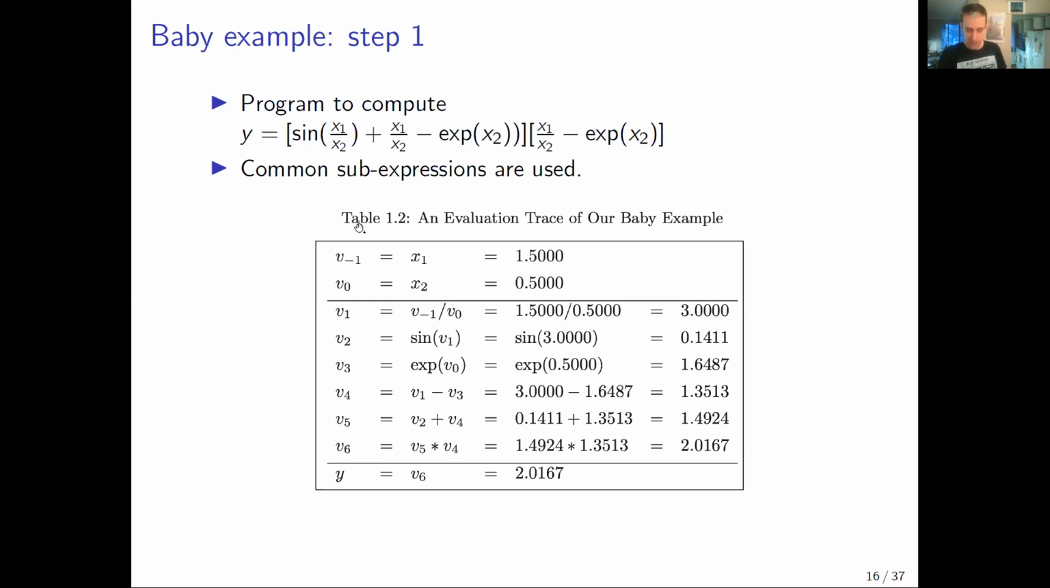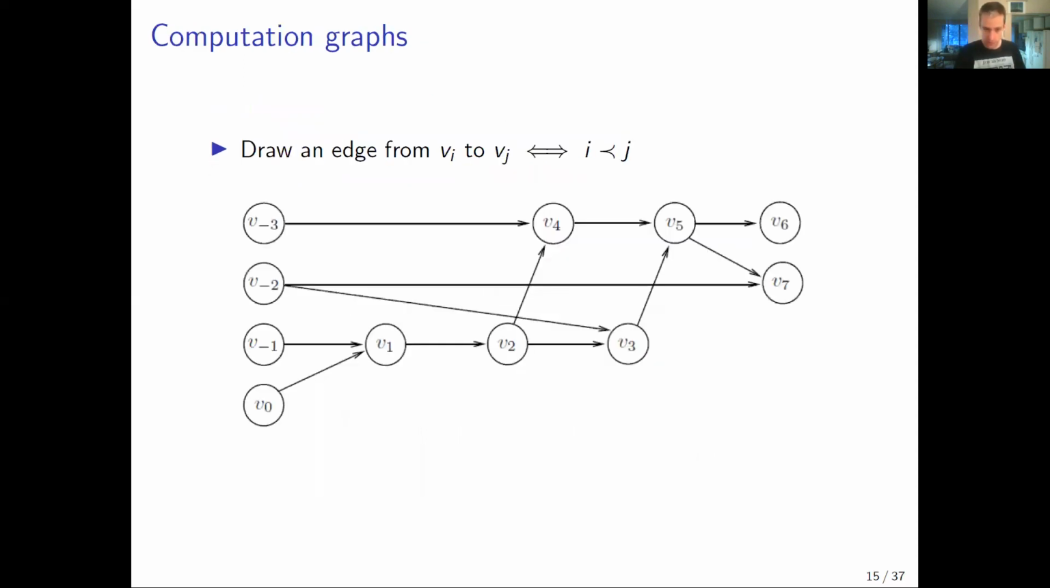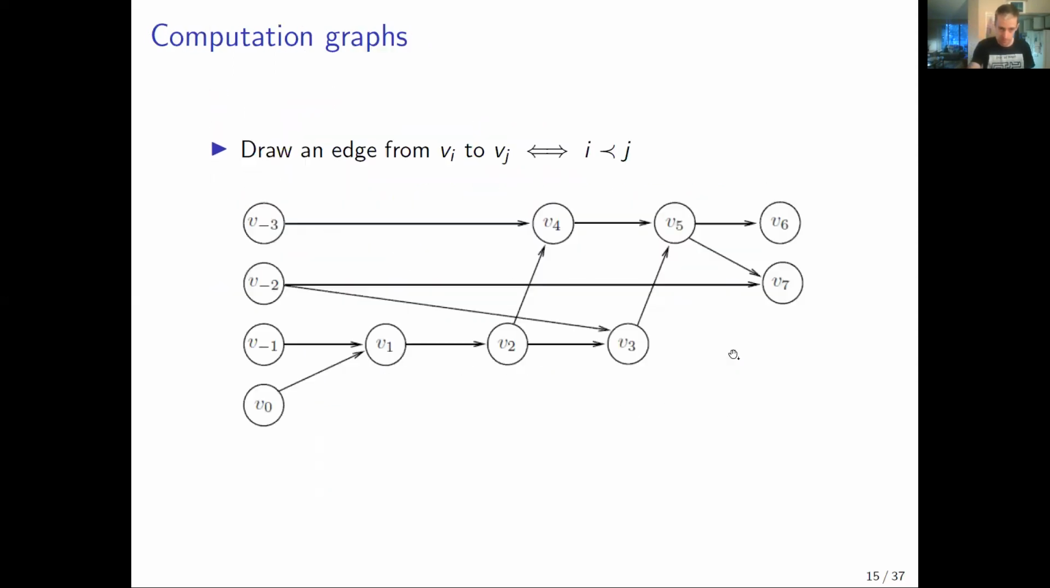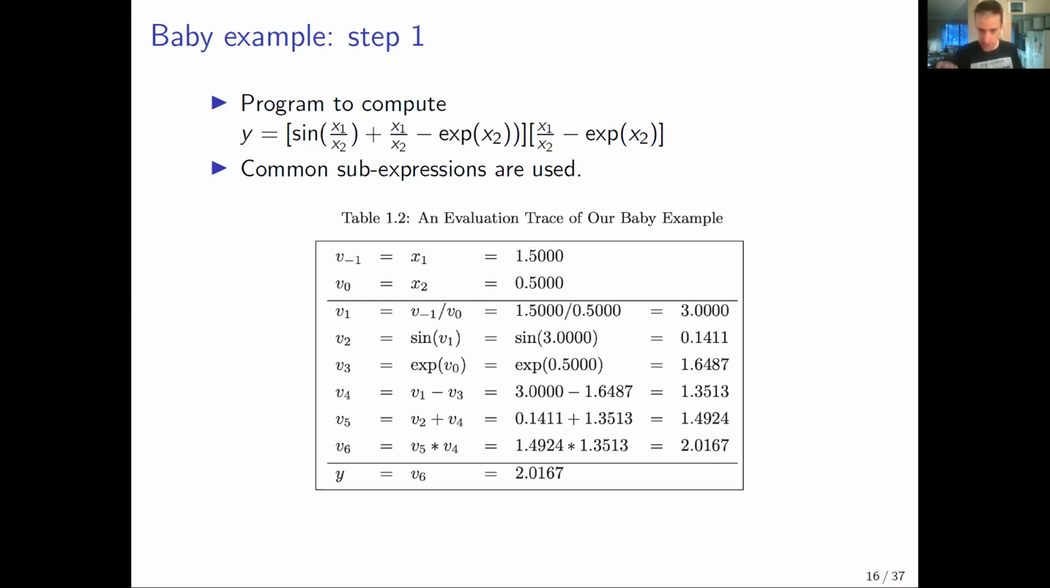So what we just discussed on the left, that's the evaluation procedure. And then on the right is the trace. Remember, what is the trace? The trace comes from substituting specific values for the independent variables. So on the right, we substitute specific values for the independent variables, which implies specific values for the intermediate variables, which in turn implies a specific value for the output variable. And this gives us the complete trace. Okay, so that's the baby example of an evaluation procedure.